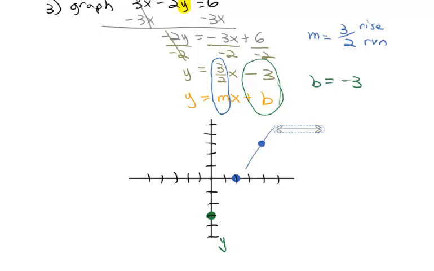And connect those all with a straight line. Whoops. Let me try that again. We're going to try and connect those all with a straight line. Much better that time.